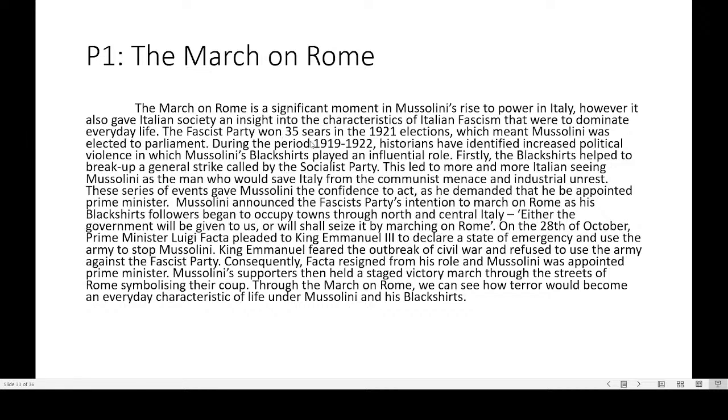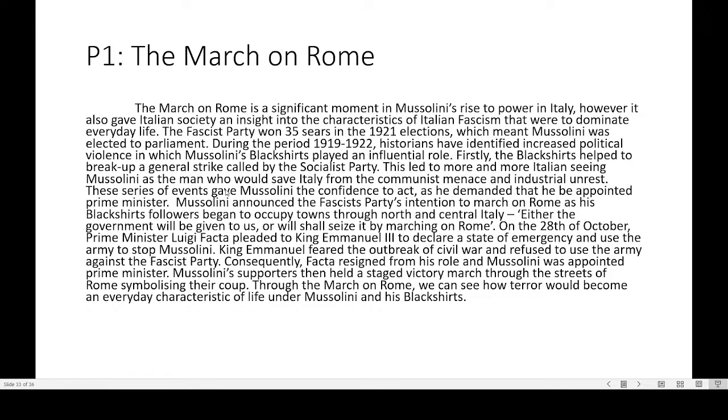The Fascist Party won 35 seats in the 1925 election, which meant Mussolini was elected to Parliament. Short sentences, nice and sweet. During this period, 1919 to 1922, historians have identified increased political violence in which Mussolini's black shirts played an influential role. Firstly, the black shirts helped to break up a general strike called by the Socialist Party. So there's evidence, firstly, connective statement. Now I'm going to explain that evidence. This led to more and more Italians seeing Mussolini as the man who could save Italy from the communist menace and industrial unrest.